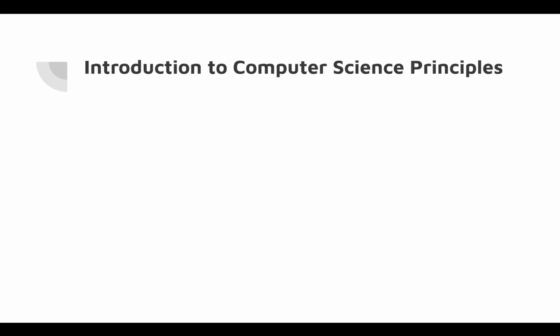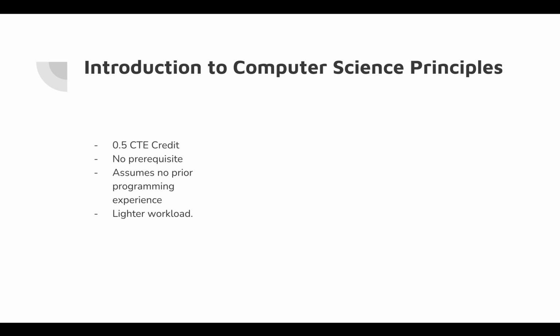So Introduction to Computer Science Principles, it's a semester-long class. It's worth a half credit, a CTE credit. It has no prerequisite. There's no other classes you need to take beforehand, and it assumes you don't know anything about programming. You could just be curious about computer science, and it would be a good class for you. It is intended to be a lighter workload. The class was built so that students could explore the fundamentals of programming, doing fun projects, game-like projects. And because it's project-based, it culminates in this final project students get to design and then implement over the last 4 to 6 weeks of the semester.